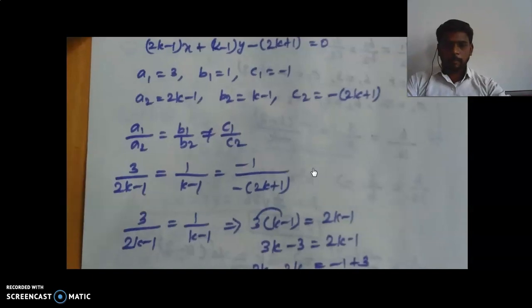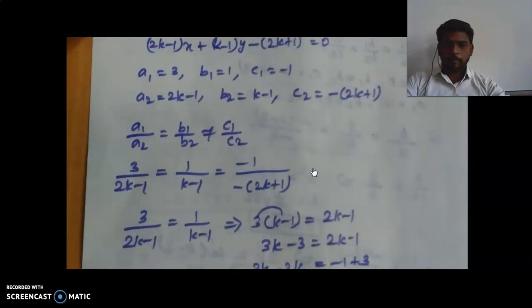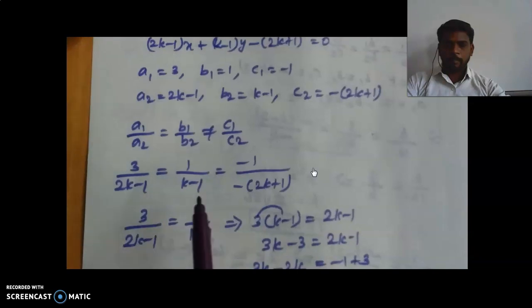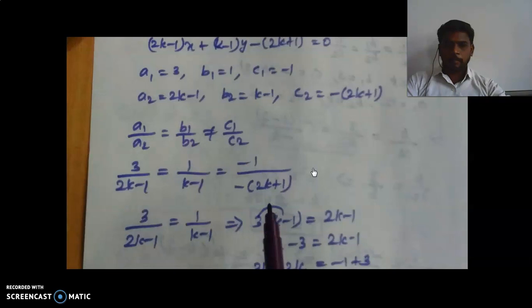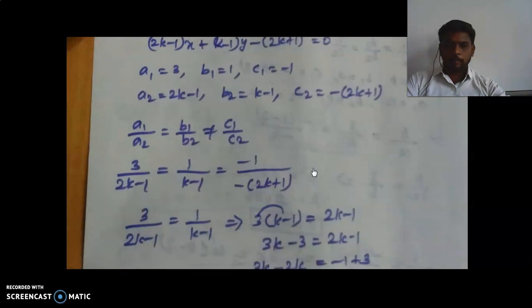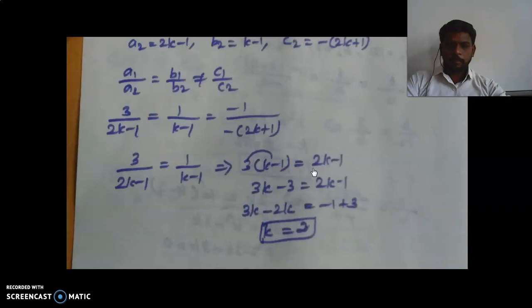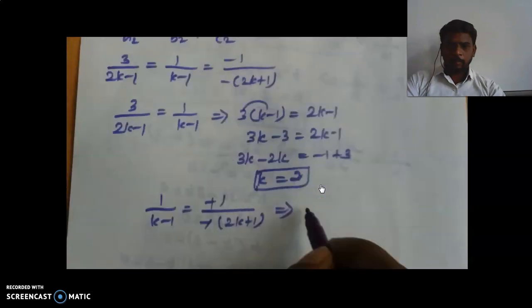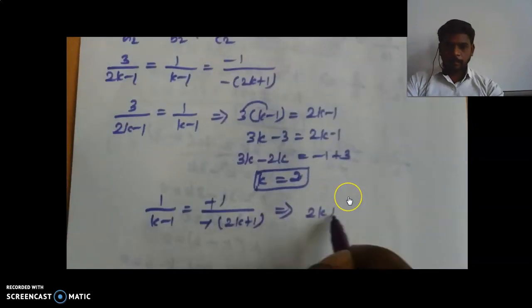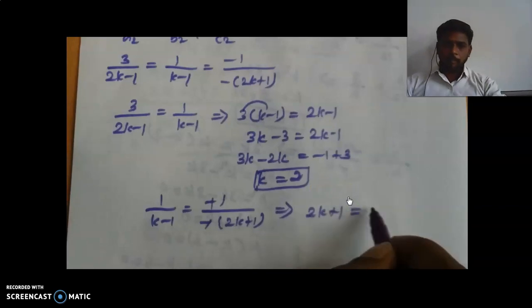And another possibility is also there. Okay, you can equate the last two also. So equate the last two terms and check whether any other values are available for k. Okay, so last two means 1 by k minus 1 equal to minus 1 by minus of 2k plus 1. So minus minus get cancelled. So make a cross multiplication now. So 2k plus 1 equal to k minus 1.